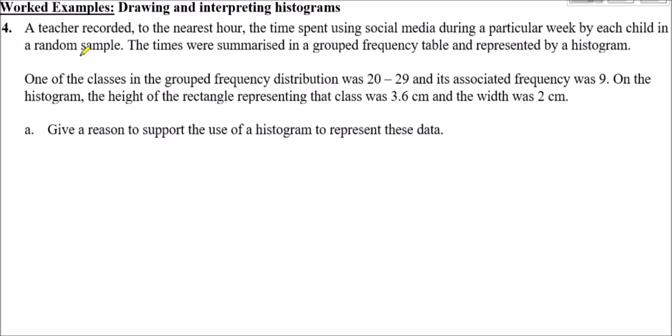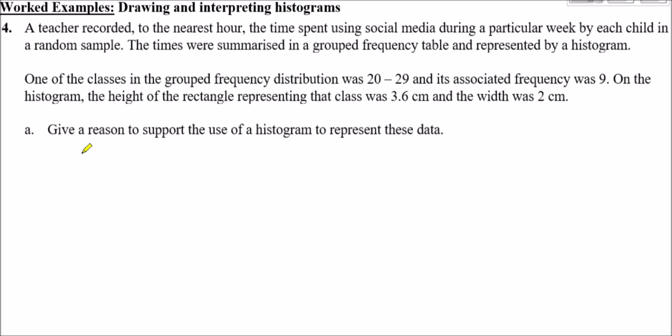So, for question 4, a teacher recorded to the nearest hour the time spent using social media during a particular week by each child in a random sample. The times were summarised in a grouped frequency table and represented by a histogram. One of the classes in the grouped frequency distribution was from 20 to 29, and its associated frequency was 9. Now bear in mind this has been rounded to the nearest hour as well. On the histogram, the height of the rectangle representing that class was 3.6 centimetres and the width was 2.